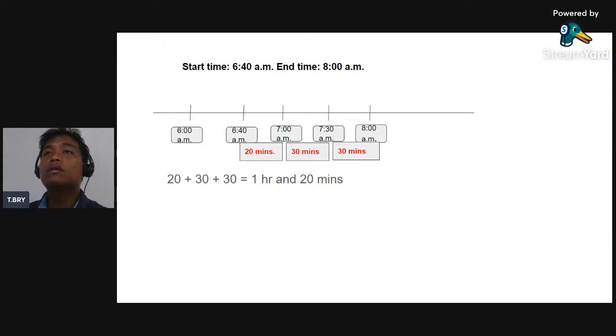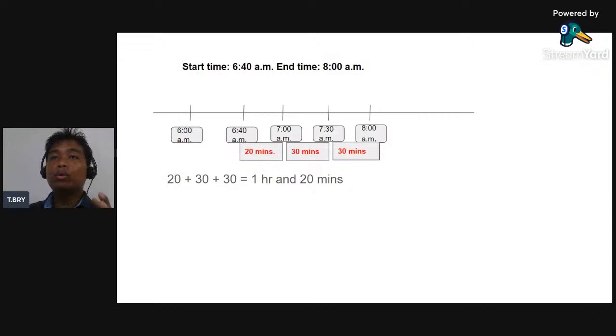Here, the start time is 6:40 a.m. and the end time is 8 a.m. We started at 6 a.m. on the line, but the starting time is actually 6:40. From 6:40 a.m. to 7 a.m., the difference is 20 minutes. Then 7 a.m. to 7:30 is 30 minutes. And then 7:30 to 8 is 30 minutes.